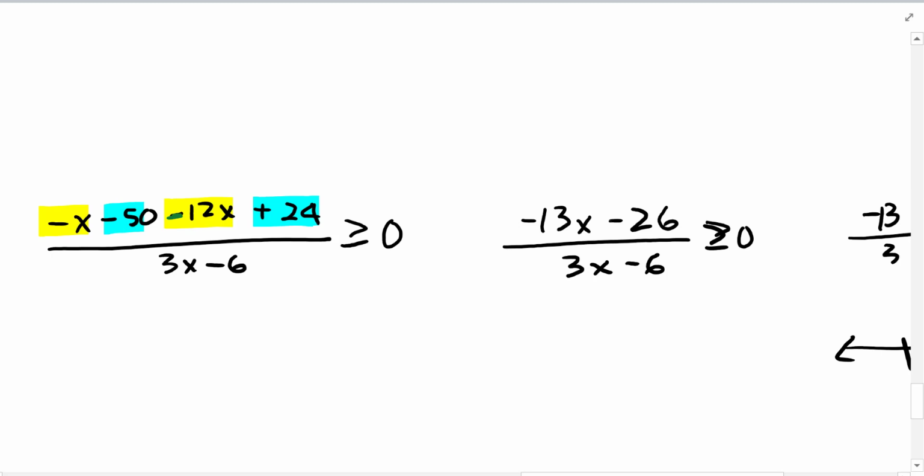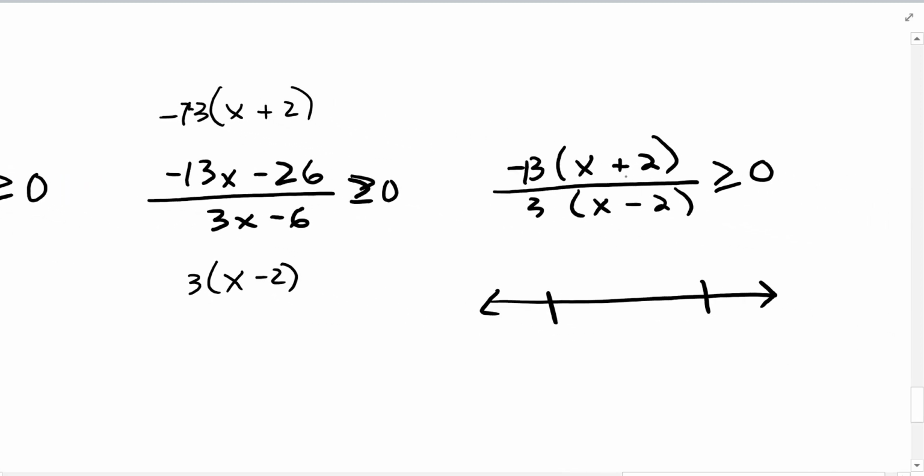Well, these both have a factor. They both have a -13 in common. So that's going to be -13 times (x plus 2). And down here, these both have a 3 in common, leaving x minus 2. And then look at, we just have +2 is what zeroes out the denominator, and -2 for the numerator, and it's actually been simplified quite a bit. So again, -10, 0, +10, plug those in there.